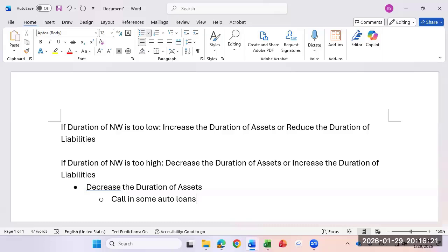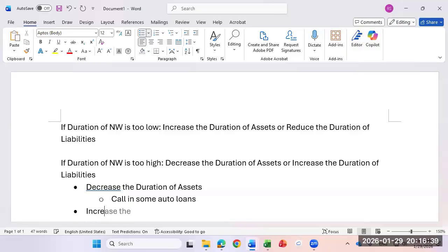You call your sales department. Y'all been doing a lot of 5- and 6-year auto loans. Just don't do any for the next 3 months. I know you're getting commission to do them, but for the next 3 months, don't do any 6-year auto loans. We need to reduce the duration of our assets. Is that going to go over very well? Not going to be too popular.